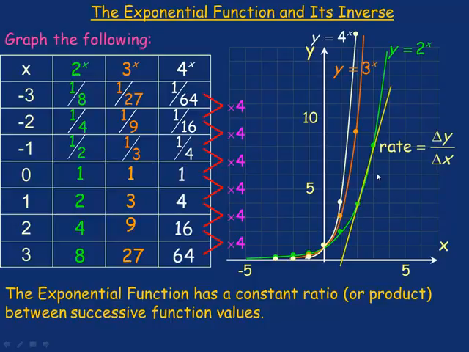From this point to this point, it's gone up 4 blocks, and to the right 1. So the rise is 4, the run is 1, or change in y is 4, change in x is 1, so 4 over 1, of course, would be 4. So the average rate of change, for example, from this point to this point on the 2 to the x function would be 4. So that's how you calculate an average rate of change. It's really just a slope calculation.